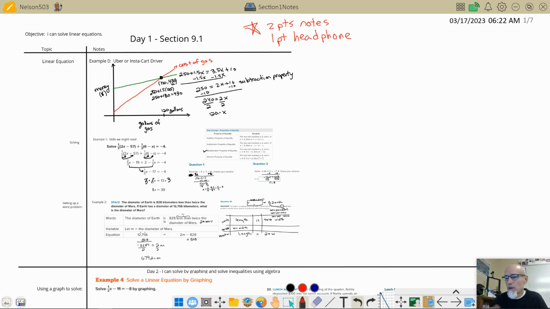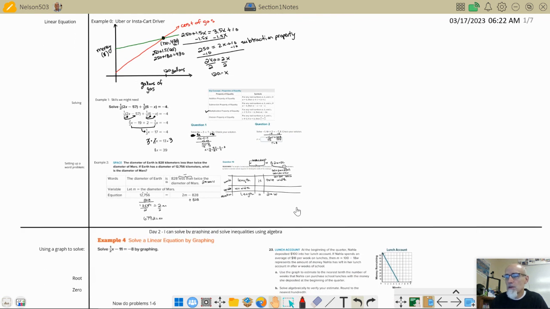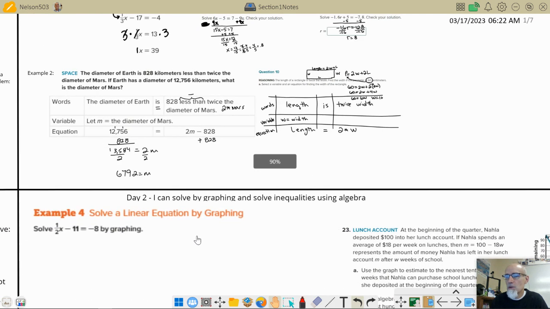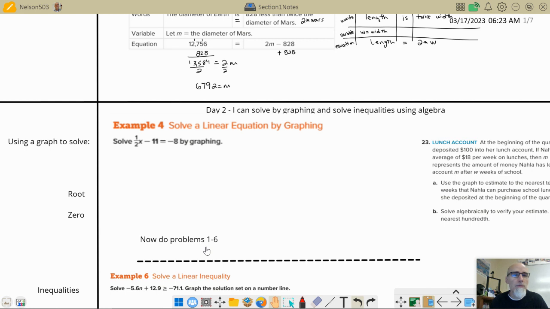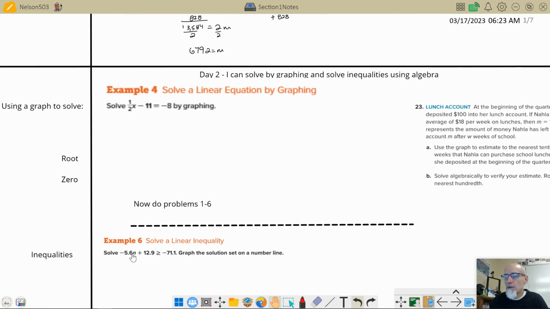So today we're going to extend our understanding to using graphs to solve our equations. So let me zoom in on that. Right? So we're going to use a graph to solve an equation, and we're going to look at a word problem, and then you're going to do 6 problems, the first 6 problems on our assignment. And then we're going to talk about how to solve an inequality, and what does that mean, and what's different about an inequality and an equation. Okay? All right, so let's do this.